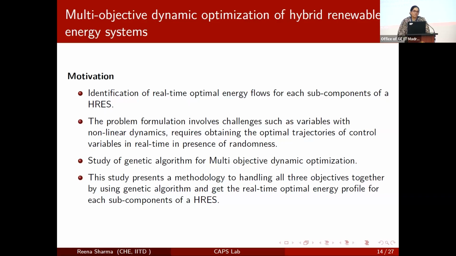Because as we go through the literature, we find that the majority of work is done on minimizing the system cost and maximizing the system reliability. But the process of dynamic operations has not been addressed yet. So that's why we move to the problem formulation, which involves challenges such as variables with nonlinear dynamics, requiring the optimal trajectory of a control variable in real time in the presence of randomness.